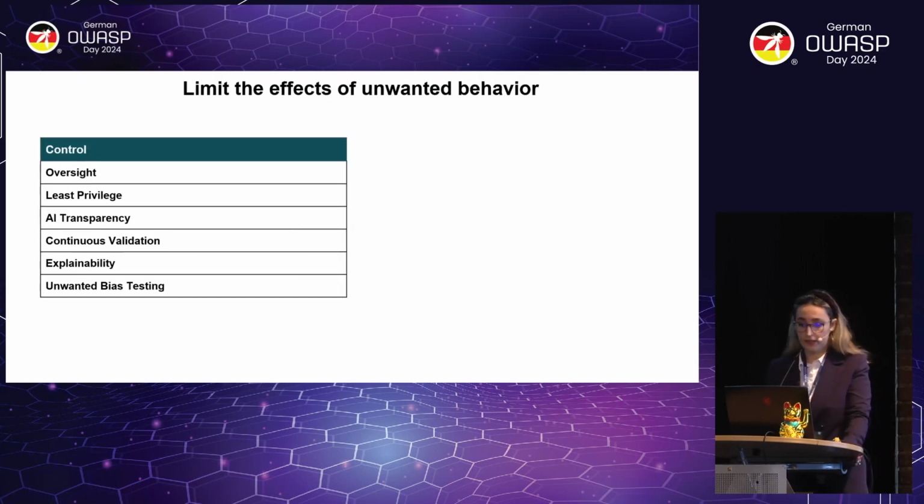Limit the effect of unwanted behavior. Controls consist of, again, 6 controls. For example, oversight of model behavior by humans or business logic in the form of rules, for example, guardrails. This will result in detecting unwanted model behavior and correct or halt the execution of the model's decision. Least privilege, minimize privilege of the model to autonomously take action. And AI transparency, continuous validation, explainability, and unwanted bias testing. By doing test runs of the model to measure unwanted biases, unwanted behavior caused by an attack can be detected.